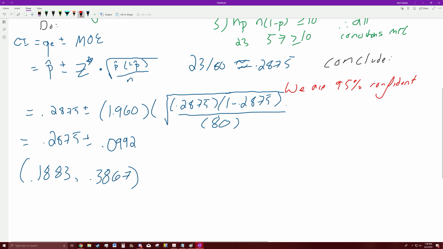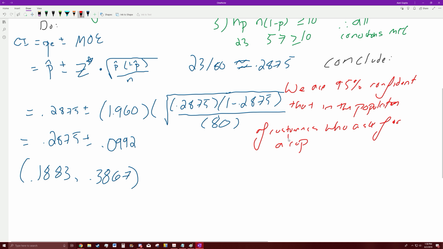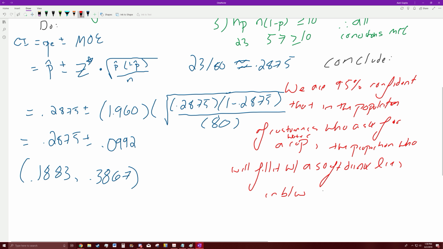So we are 95% confident that in the population of customers who ask for a water cup, the proportion who will fill it with a soft drink lies in between 0.1883 to 0.3867. Okay, that's your entire part A done.